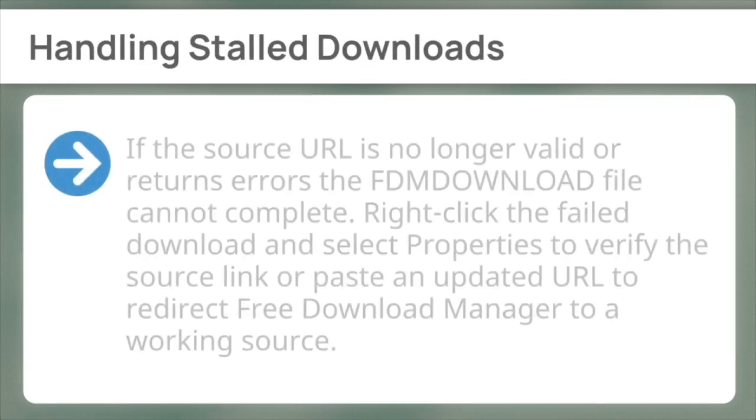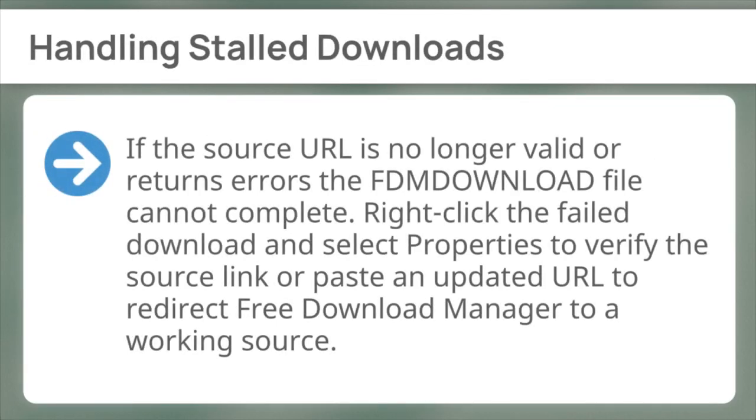Next, handling stalled downloads. If the source URL is no longer valid or returns errors, the FDM download file cannot complete. Right-click the failed download and select Properties to verify the source link, or paste an updated URL to redirect Free Download Manager to a working source.